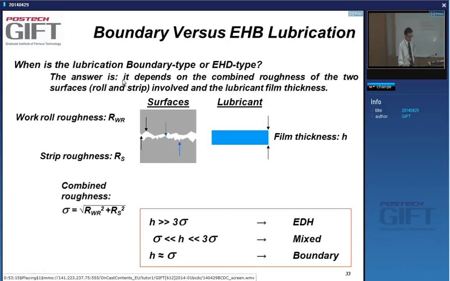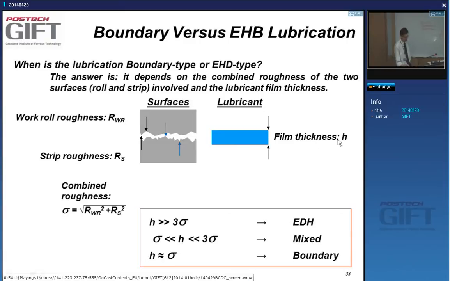So the situation will depend on the combined roughnesses of your surfaces, which in the case of rolling is the roll surface and the strip surface, and the lubricant film thickness. So when we have a rolling situation, we have a work roll roughness and a strip roughness, yes? And the combined roughness is taken as the square root of the work roll roughness squared plus the strip roughness squared. The lubricant film thickness we call H.